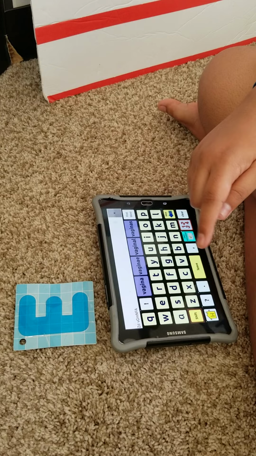How about this one? M. No? What letter? N. N. Good job. What letter is this? F. No? Look properly. What letter is this?